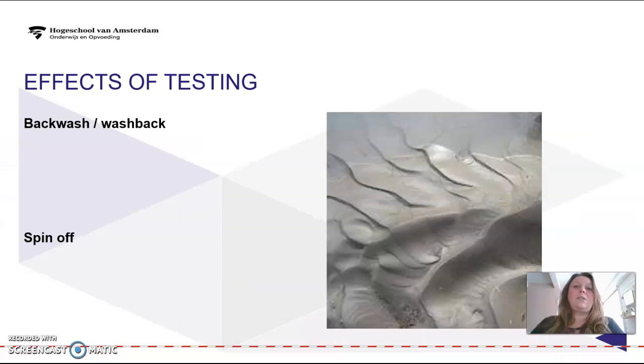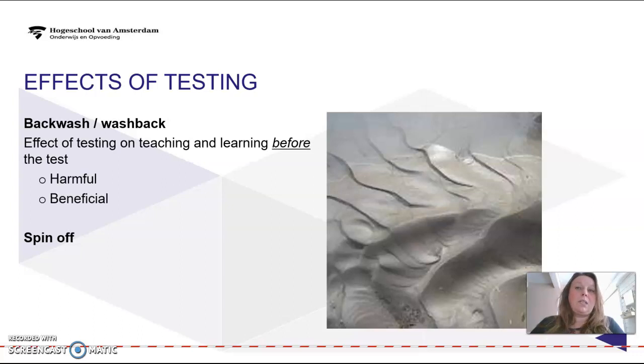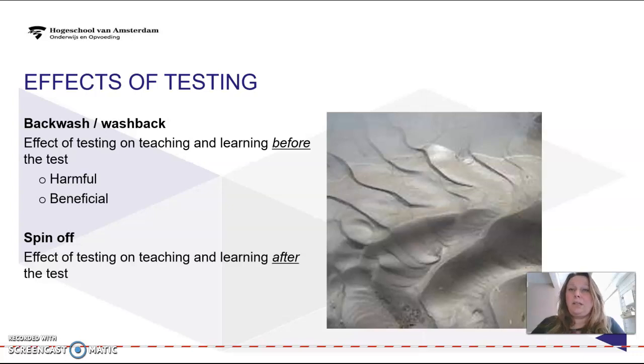Testing has effects on the teaching and learning processes. When you have a good, solid test, the backwash, which is the effect of the testing on the teaching and learning before the test, is beneficial. Then, teaching to the test is no problem at all. However, when a test is not valid, that is, it does not measure the intended learning objectives, testing has a harmful backwash effect, and maybe even a harmful spin-off effect. So we need to plan very carefully what we're testing.